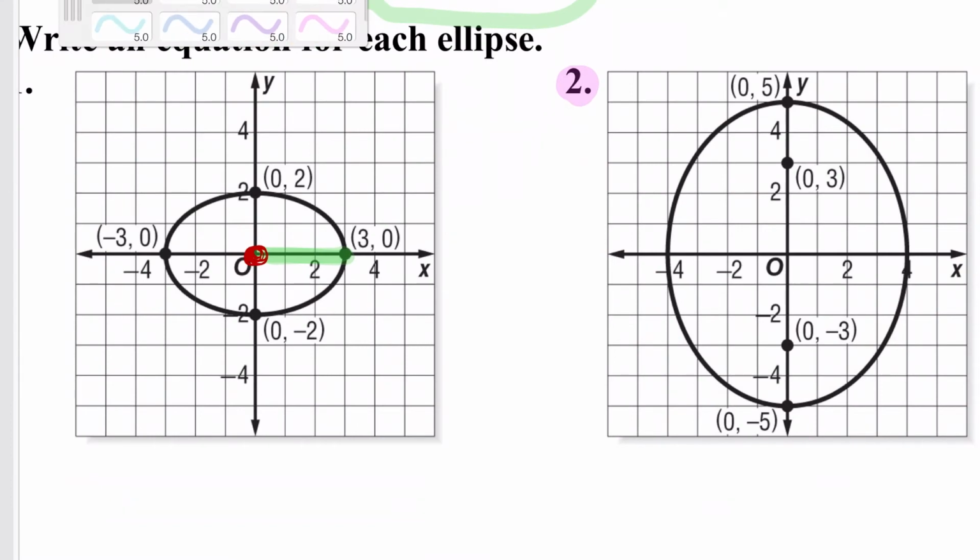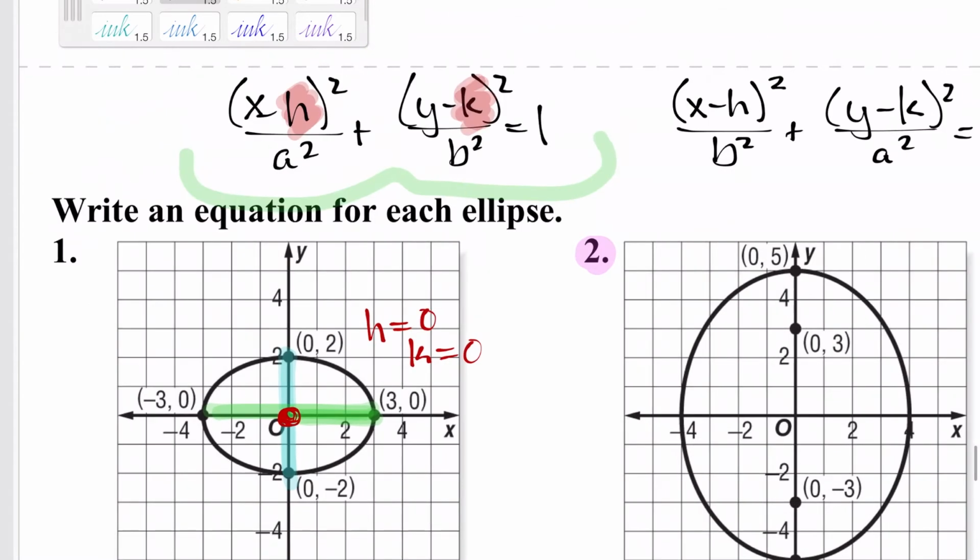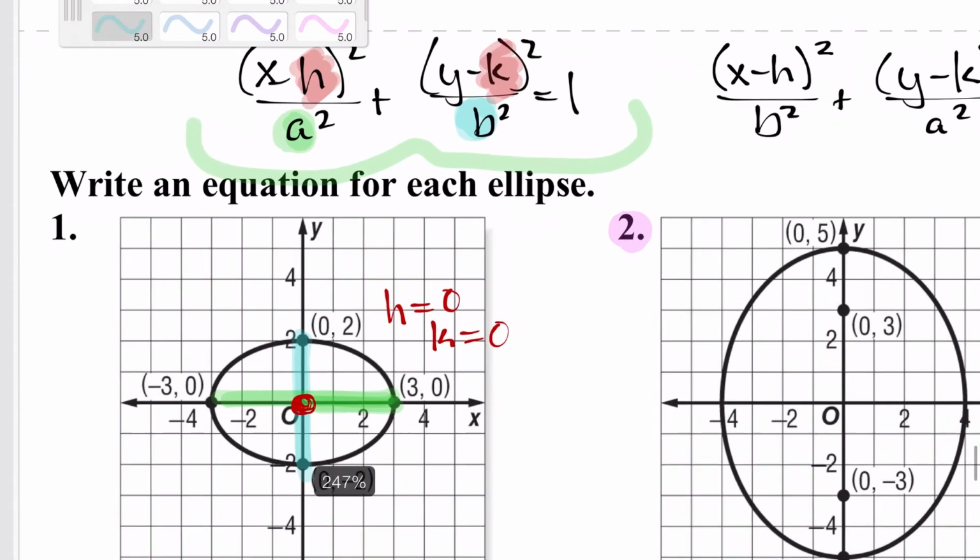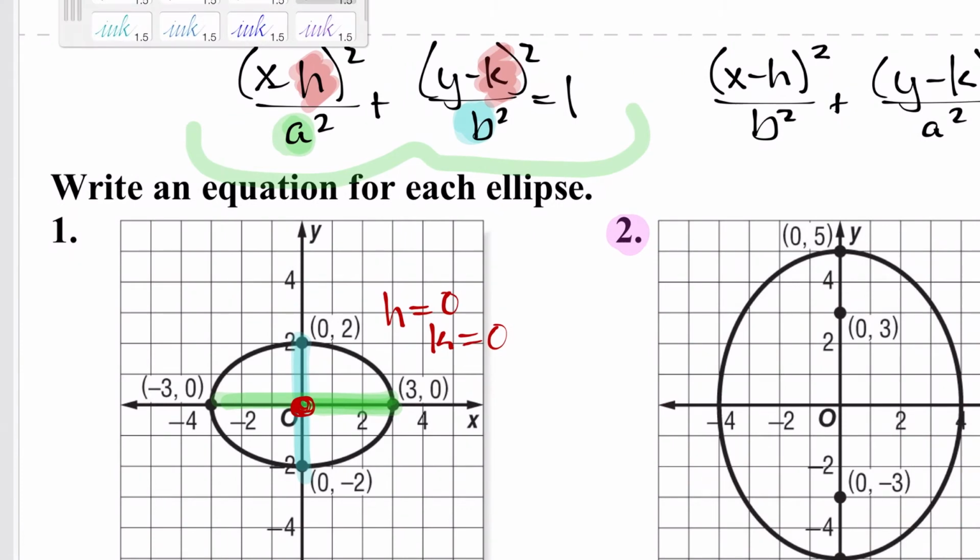You could also say, okay, this is the major axis, this is the minor, so where are those two intersecting? Because I am here at the origin, my H and K are both going to be 0. Also for this, I need an A and a B. I need to figure out what this A value is, and what this B value is. Because A is underneath the X, that means it's the distance from my center to the edge, like the larger radius, if you will. So here, if I go from the center, which is 0, 0, over to 3, 0, that means this is a distance of 3. So my A value is 3.